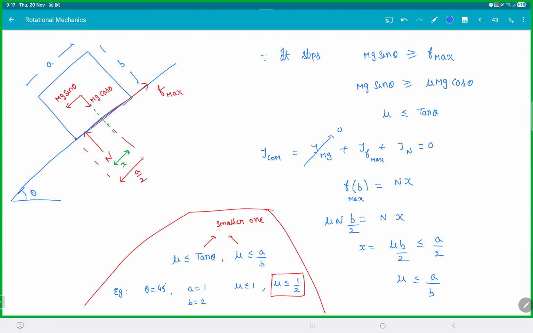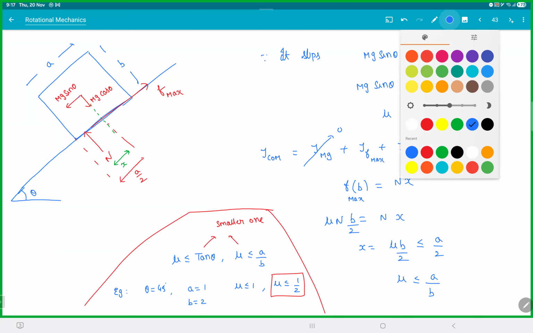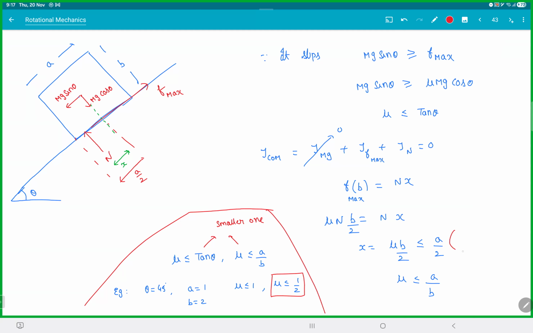Mu should be not greater than or equal. But how did you get a mu without that a and b thing? So you got mu greater than a by b, no? You may have written it in reverse somewhere. So x must be, this is the condition for no toppling, right? As long as x is within a by 2, you don't topple. I think maybe you took mu greater than, maybe. Clear with this?